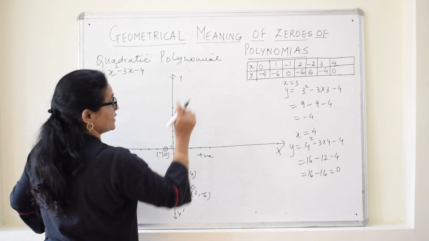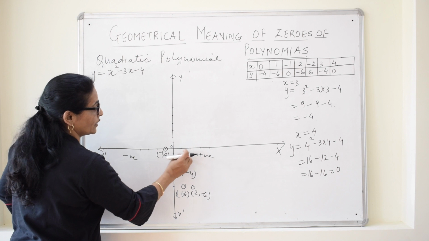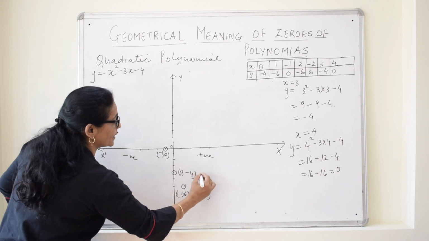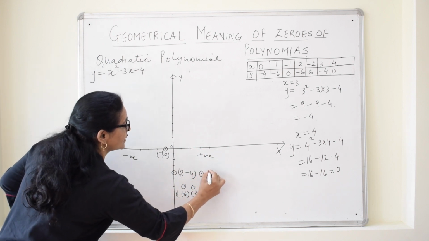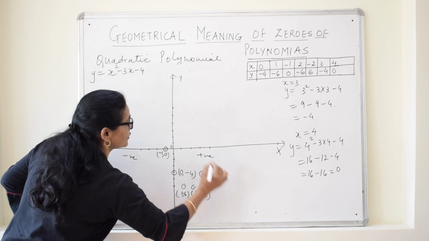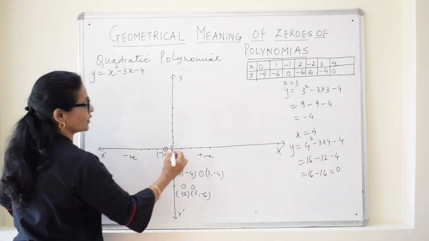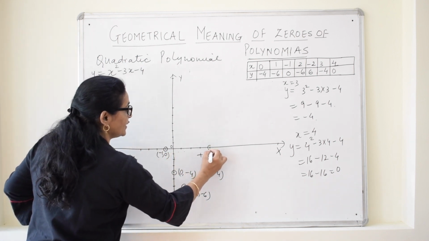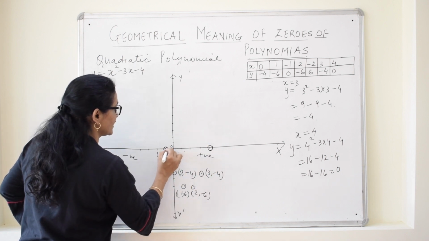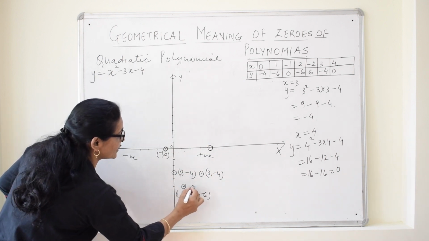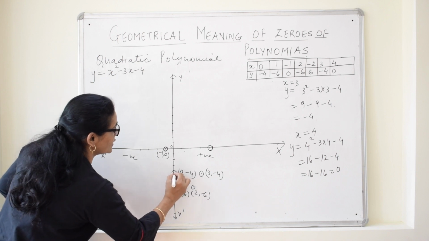Now, next is 3, minus 4. 1, 2, 3, minus 4. So this is the point 3, minus 4. Next is 4, 0. 1, 2, 3. These are the 2 points which are on the x-axis, and these are 2 points, and these are 2 points.